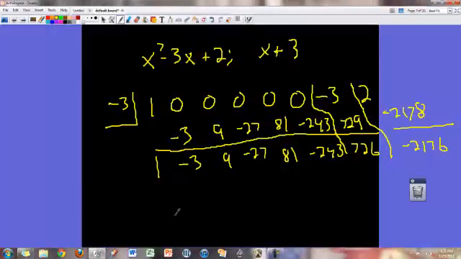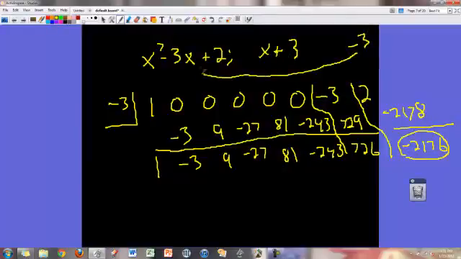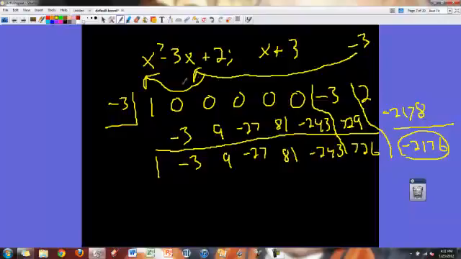Now, the shortcut, for those in the side of the room there who are screaming at me, what about the shortcut? Well, remember what we said to do. The value of the remainder is the same thing as if I took -3 and then plugged it in to each x and worked it out. So you could have just plugged that right in there and then gotten your answer. And if it was 0, then it's a factor. If it was not 0, then it is not a factor. That's really how easy it is. Kind of scary, I know, but that's really it.